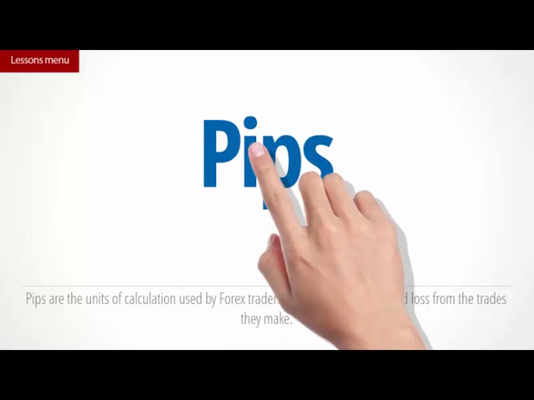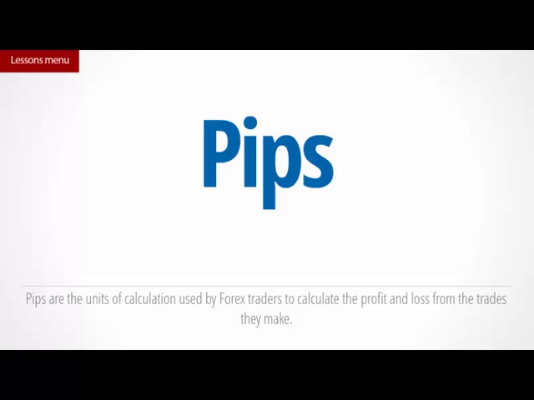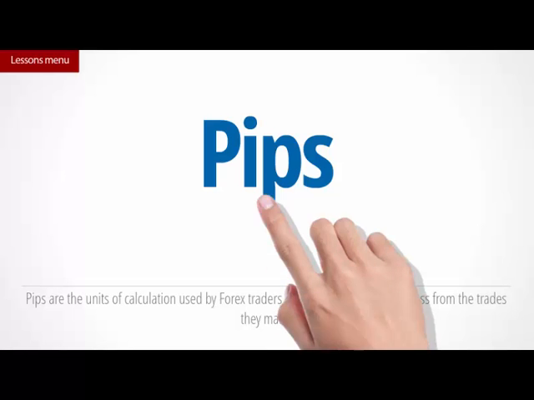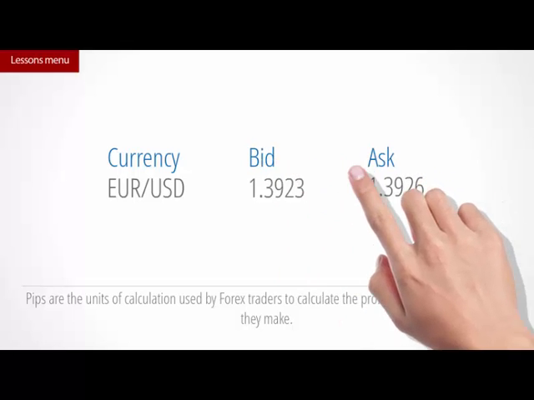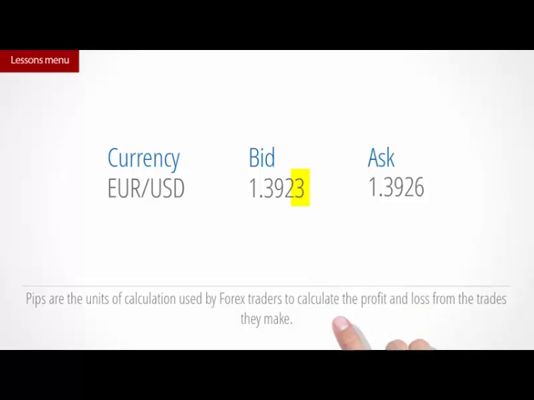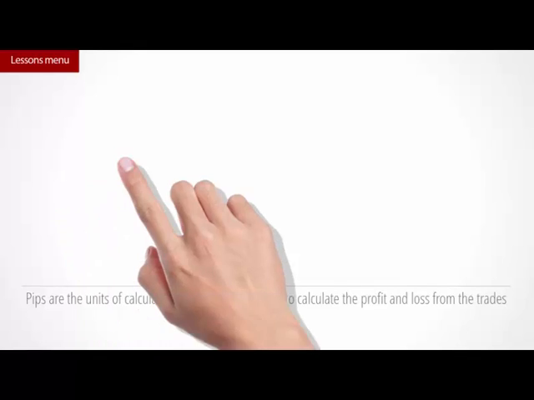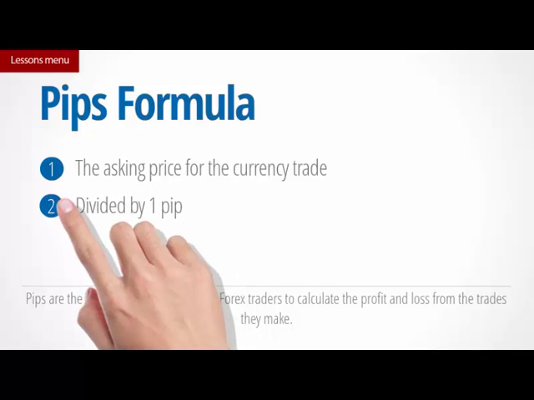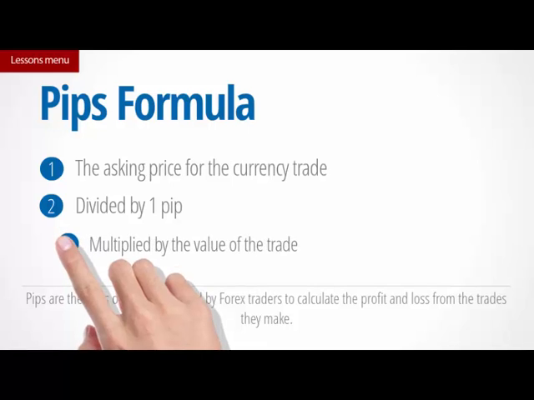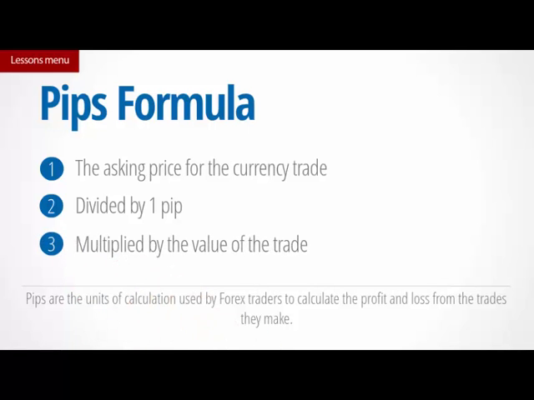Pips are the units of calculation used by Forex traders to calculate the profit and loss from the trades they make. Look at any currency quote, starting from the left, and count 4 places. The 4th place is the pips value in a quote. To calculate the value of pips, traders use a pips formula. 1. The asking price for the currency trade. 2. Divided by 1 pip. 3. Multiplied by the value of the trade. This will tell you the value of each pip gained or lost in the trade.